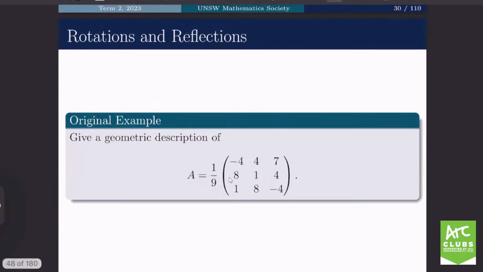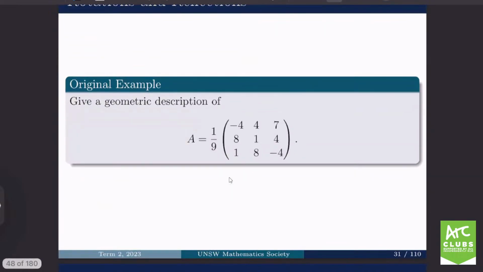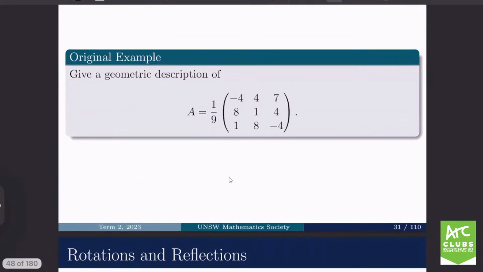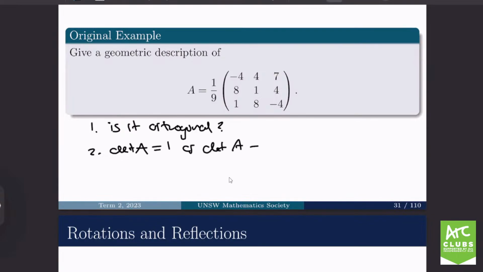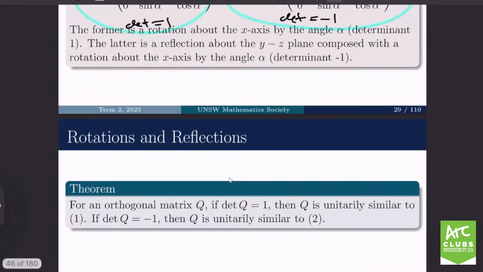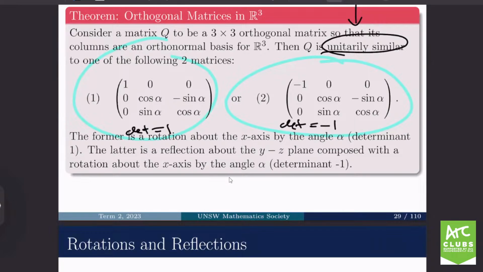All right, so now let's look at a particular example. Give a geometric description of 1 on 9 times the matrix with rows (4, 4, 7), (8, 1, 4), (1, 8, -4). In order to find a geometric description, we ask some questions. The first question should be, is it orthogonal? If it's orthogonal, is det A equal to 1 or det A equal to -1? Because remember, if it's orthogonal, then it is unitarily similar to one of these two matrices, rotation or rotation-reflection. It will be a rotation if det is 1, and a reflection and rotation if det equals -1.